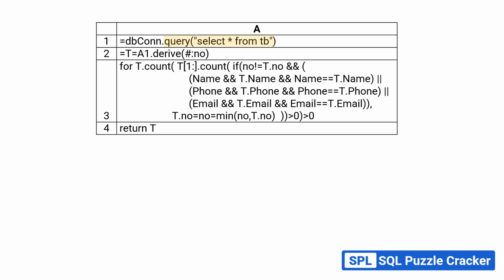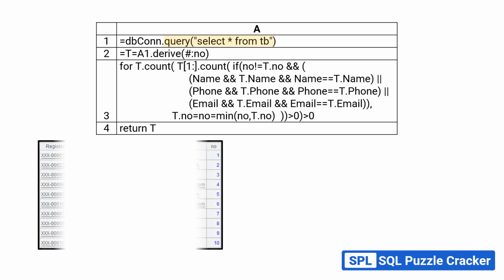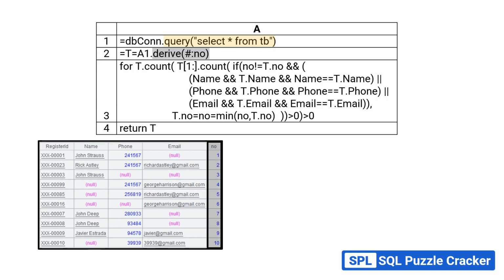A1 loads data from the database using the query function. A2 adds a new number column NO, which defaults to the record sequence number, the # sign. A3 uses an infinite loop to traverse records, and adjust the NO column. If there is a situation where a NO is adjusted after a certain traversal, traverse again until all NO are no longer adjusted. Traverse records from top to bottom.